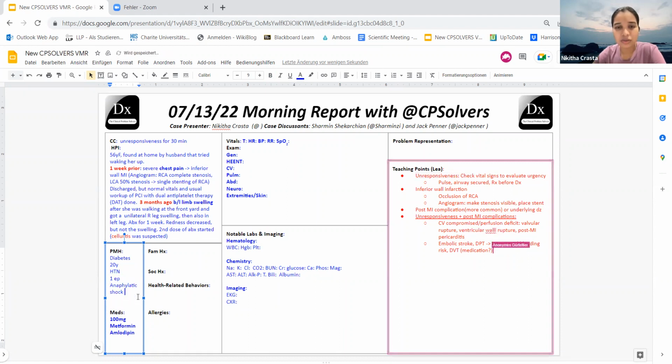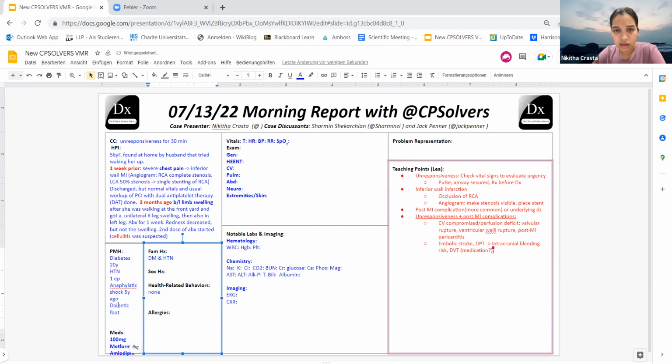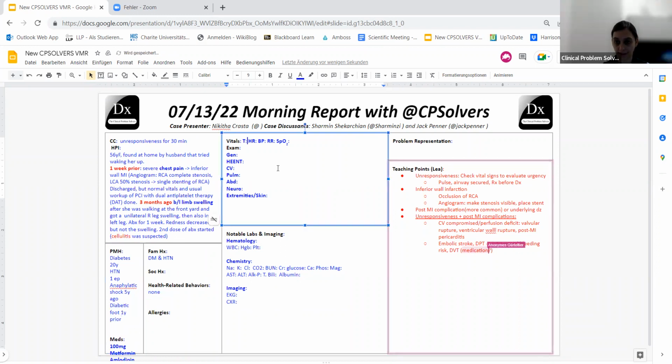A year ago, she was treated for diabetic foot. Family history, there's a family history of diabetes and hypertension. She doesn't have any health-related behaviors. And yeah, that's it. I'll go over the vitals right now. Her temperature at the time of admission was 36 degrees Celsius. I think in Fahrenheit it might be around 37, 38. I'm not really sure. Heart rate was 96 beats per minute.